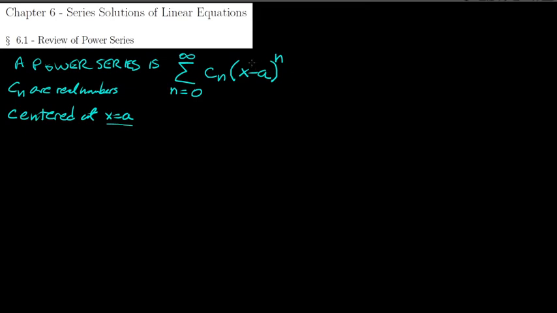So this is just the shorthand way of writing out, well, starting at n equals 0, this is just c_0 times (x minus a) to the 0, which is 1, right? Plus, and then when n is 1, this is c_1 times (x minus a) to the 1, right? Plus c_2 times (x minus a) squared, and so on, right? This just keeps going forever. Okay, so that's what a power series is.